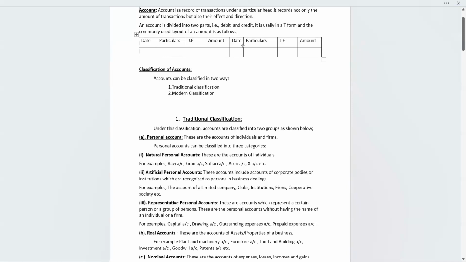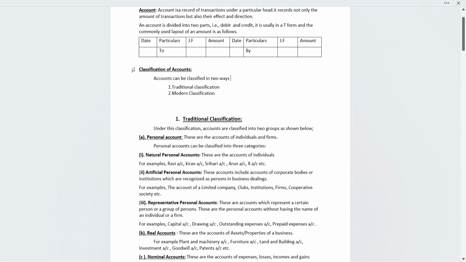Debit and credit. I mention here the account pro forma. The left side you consider as a debit, the right side you consider as a credit. The left side means date, particulars, JF number, amount. On the debit side the indication is "To", on the credit side the indication is "By". This is the account. If you are preparing the accounts, compulsorily you must have some idea about the accounting rules and regulations.